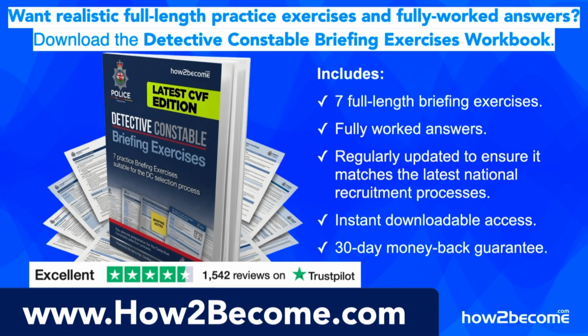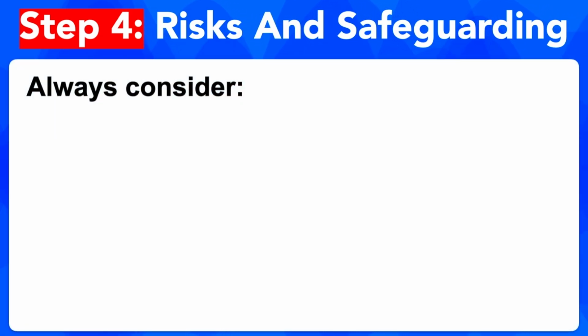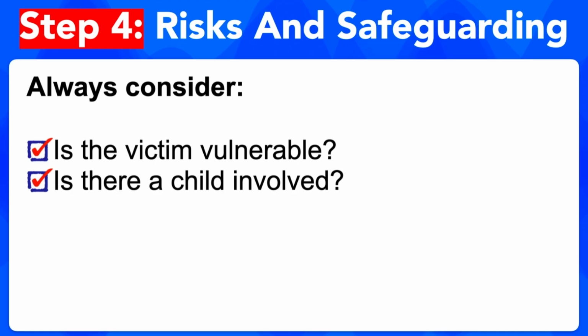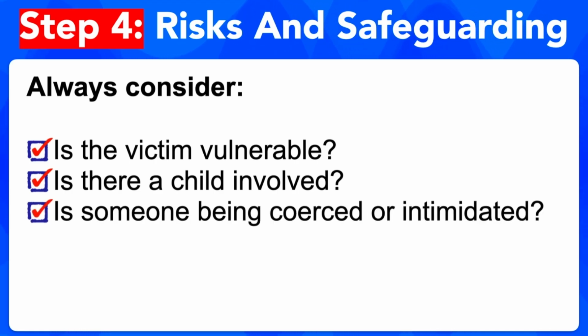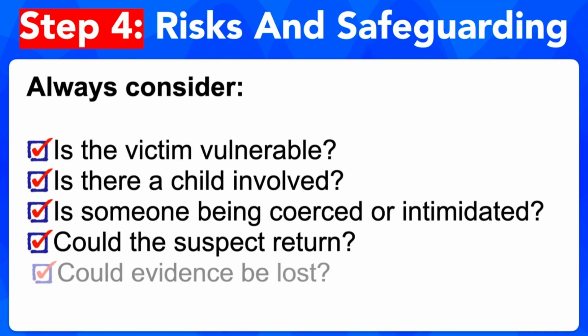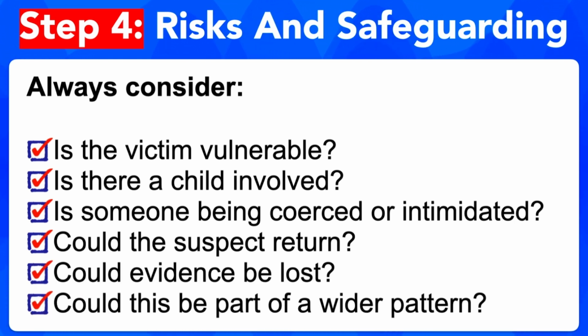Okay, let's get back to step number 4, which is risks and safeguarding. Always consider the following things. Is the victim vulnerable? Is there a child involved? Is someone being coerced or intimidated? Could the suspect return? Could the evidence be lost? And could this be part of a wider pattern?